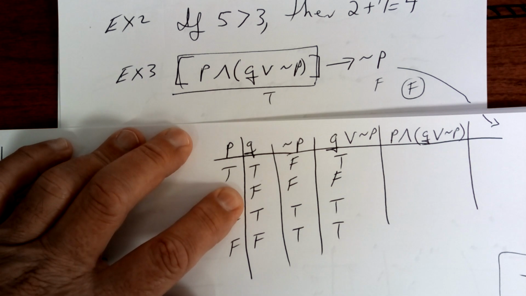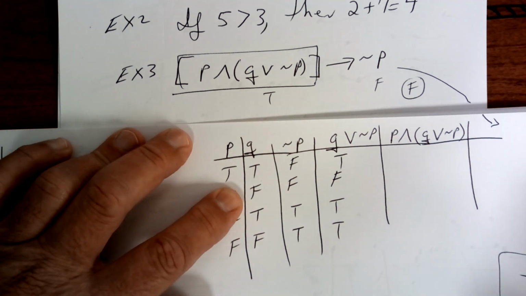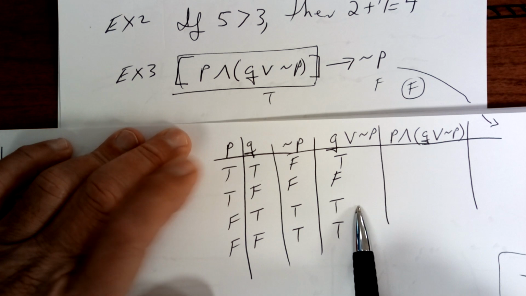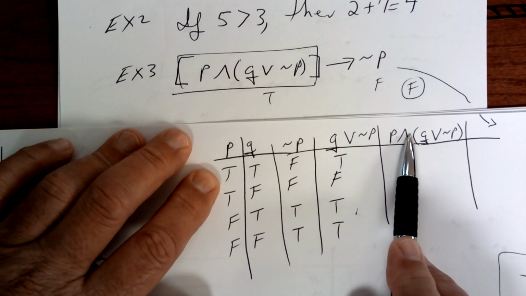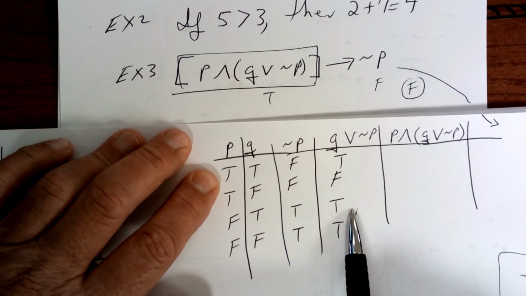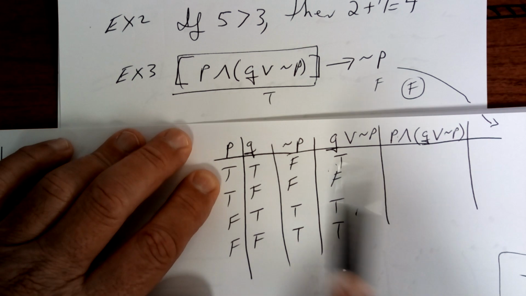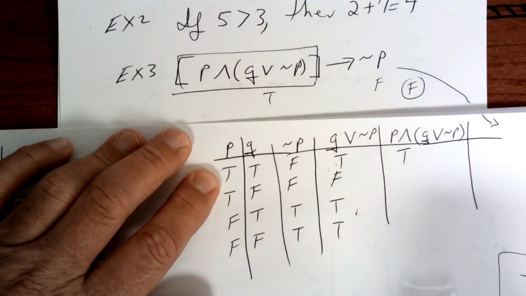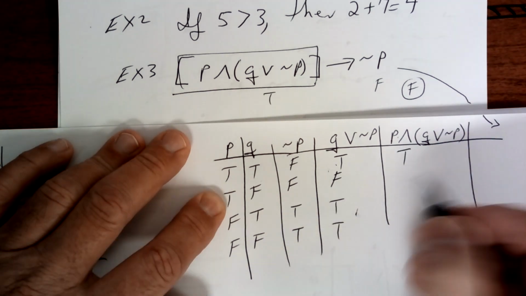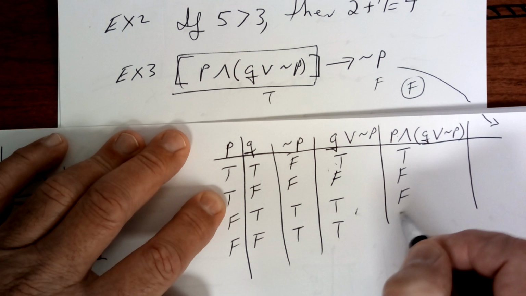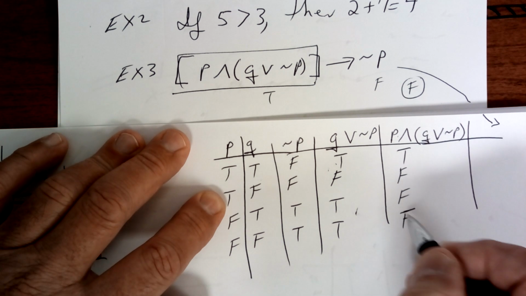Finally, we're going to compare this one with P, the first one. This is and, so they both have to be true. The only one where both of them are true is the first one. So all the rest are false. Okay, so let's take a look.